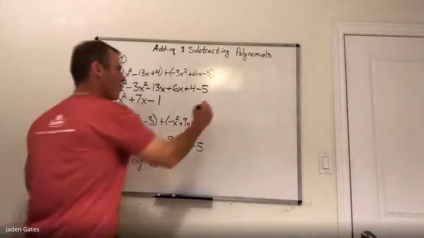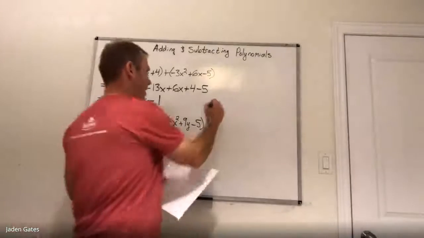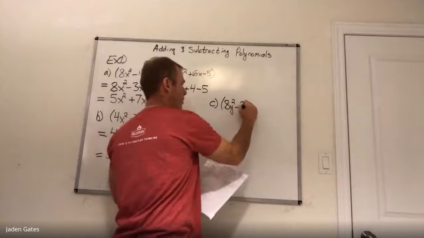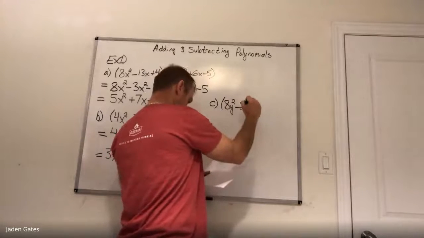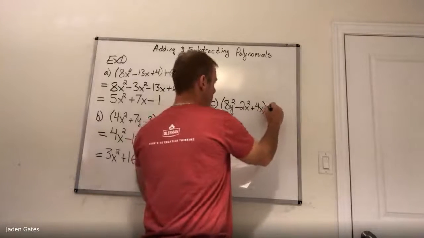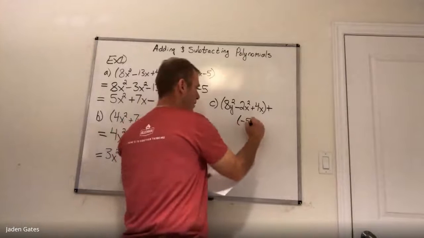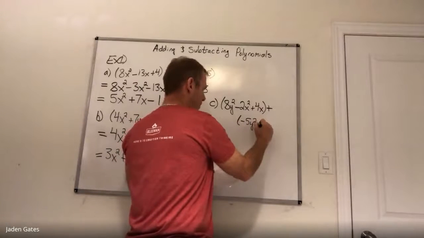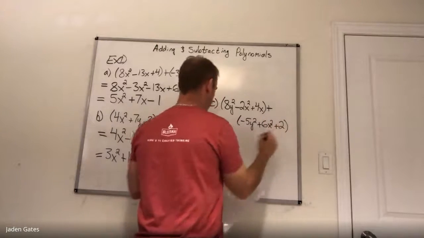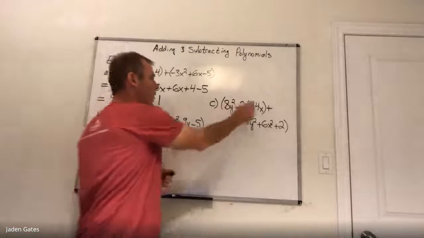All right, one more for this part. C, we have 8y squared minus 2x squared plus 4x. All right, and that's going to be added to minus 5y squared plus 6x squared plus 2. All right, now here's a little bit different one that I have two squared terms.